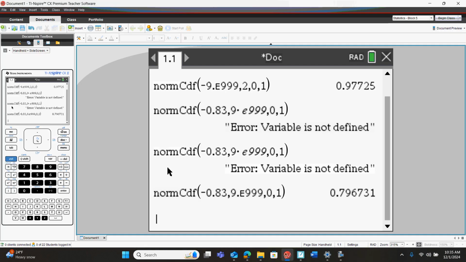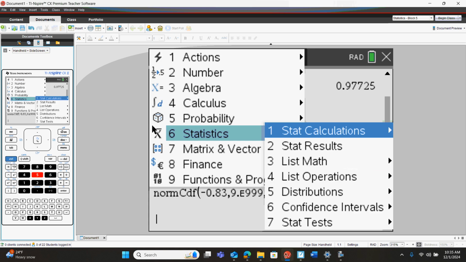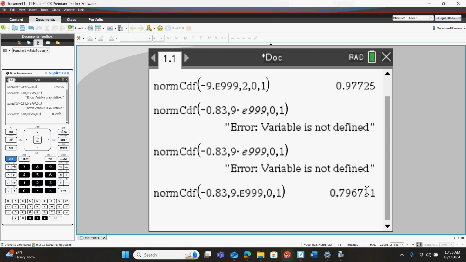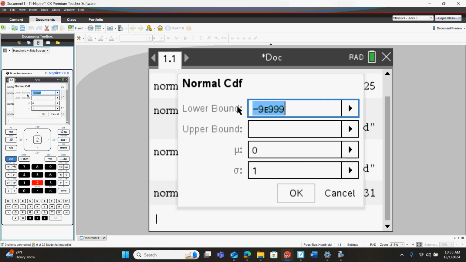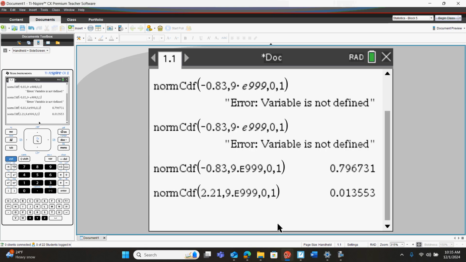So menu 552. Oops. So we're going to go 2.21, 9. Make sure you hit this lower E right here. 999, 0, 1. And we get 0.013, 0.01 rounding up 4. So about 1.4%.